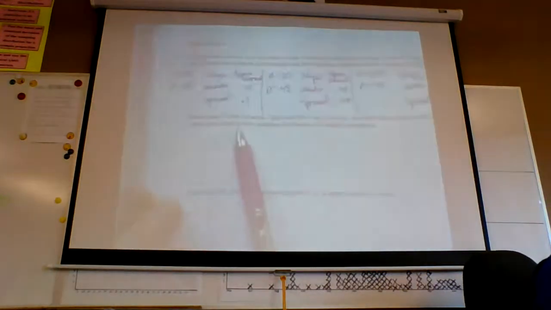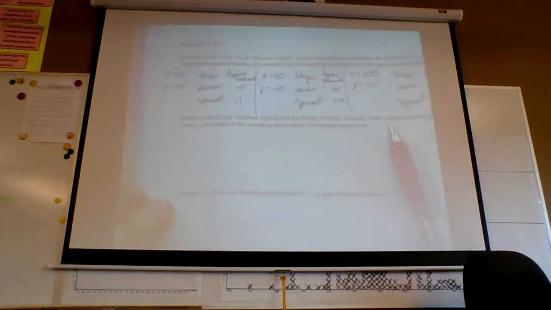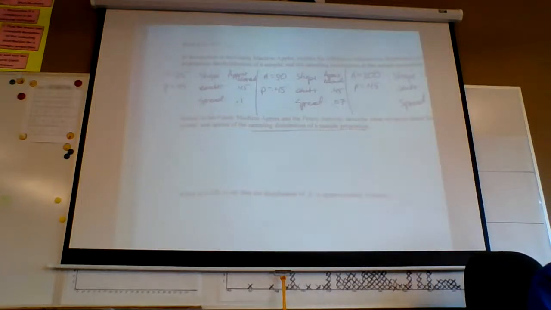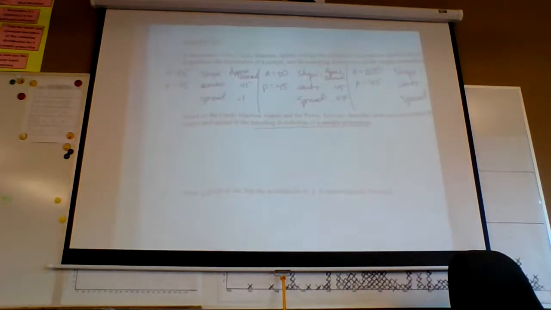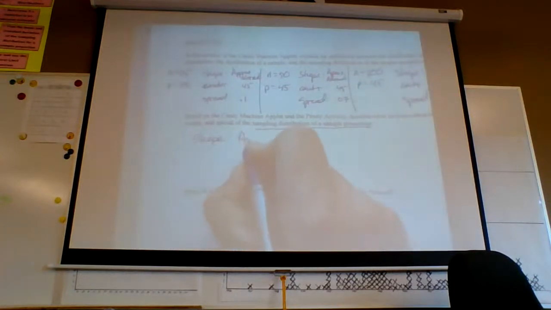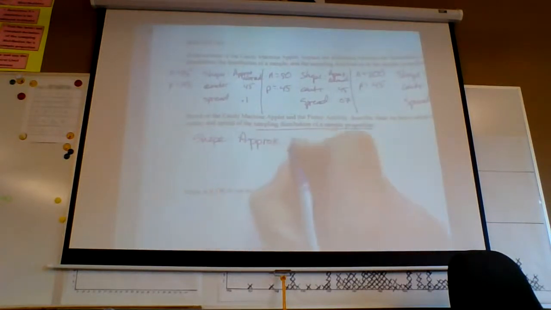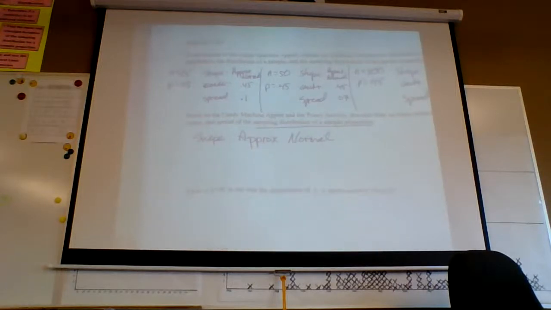Okay. Based on the candy machine, applet, and penny activity, describe what we know about shape, center, and spread of the sampling distribution of a sample proportion. Whoa, that's a long word. What do we know about those? And this is all these X bars you just put up here with size 5. We know that the shape will be approximately normal. We'll get to sample size, how much you actually have to sample.